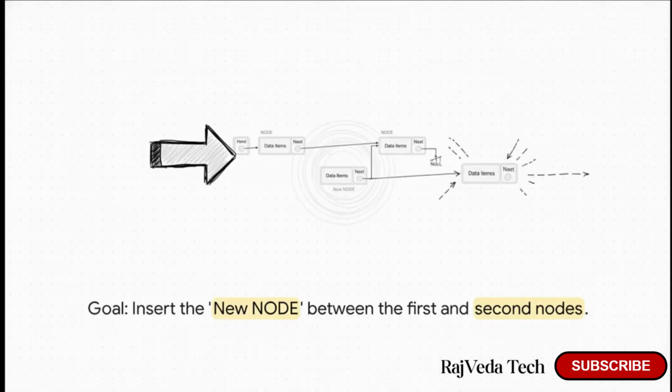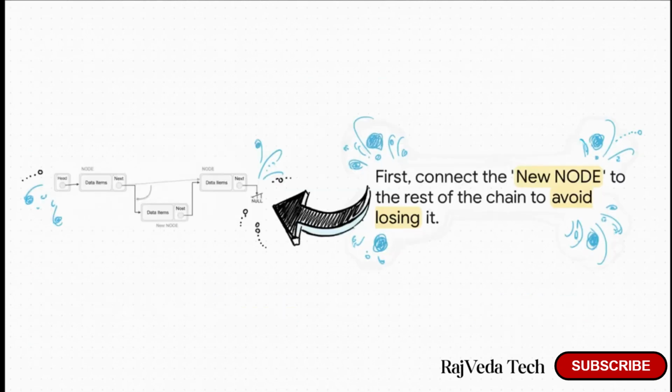It'll make more sense. Here's our list, and our goal is to get this new node to fit right in between the first and second nodes. This is the most important first move. We take the new node's next pointer and make it point to the second node.